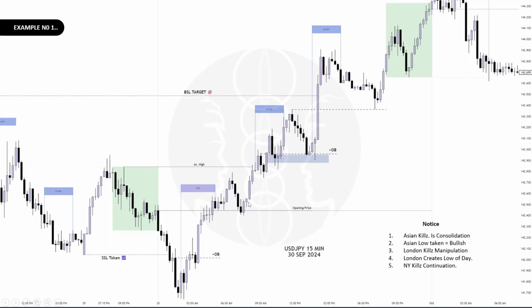And then we shoot up higher with the trade opportunity, and price does the continuation inside the New York Killzone with this fair value gap and short liquidity purchase right here. And then it shoots higher to our withdrawal liquidity and closes the day.